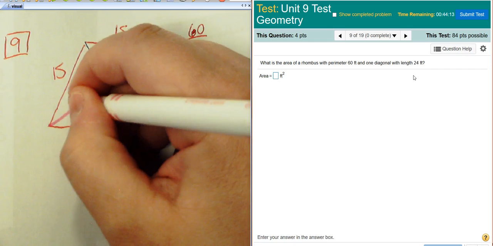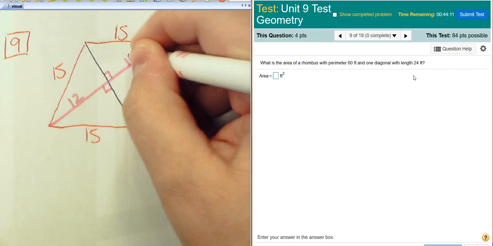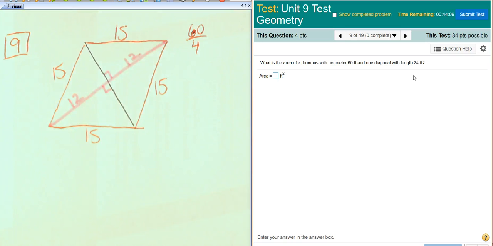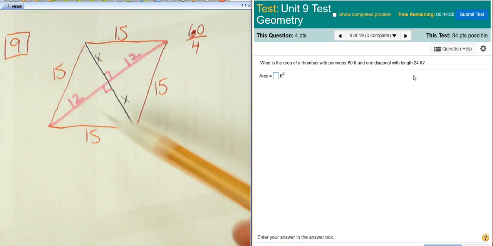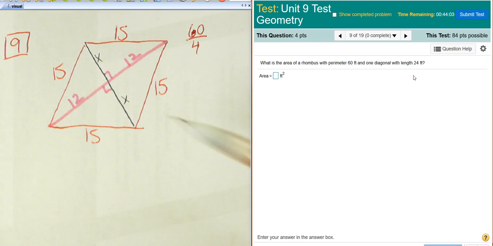So I'm going to take that 24 and I'm going to write 12 and 12. Now, the other diagonal, I don't know what the length of it is, but I do know the diagonals of a rhombus bisect each other. So I know that these two segments have to be the same.